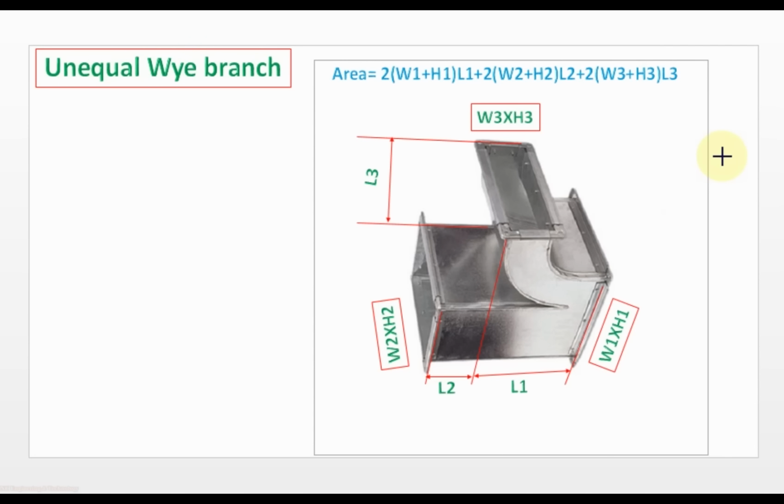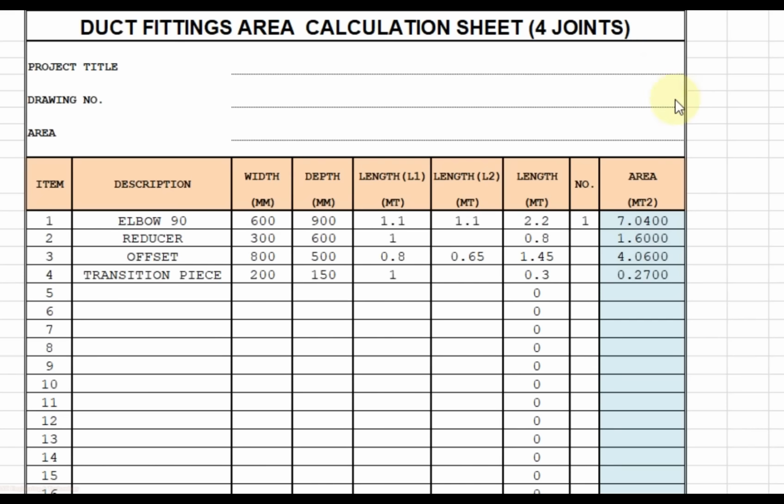If you need to calculate the area of a Y branch of this shape, then the largest side you give W1 H1, then this one W2 H2, and the top side W3 H3, and when you draw one line from here, it will be L1, this L2, and this will be L3. So in this way you can calculate the area of rectangular duct and fittings.